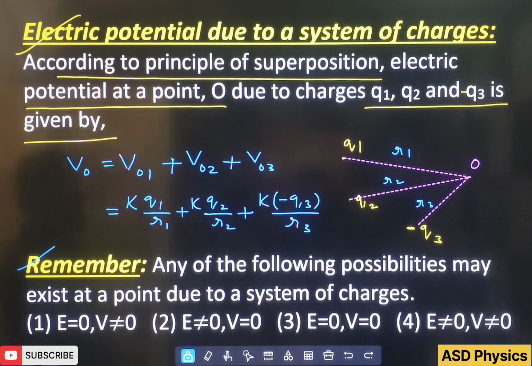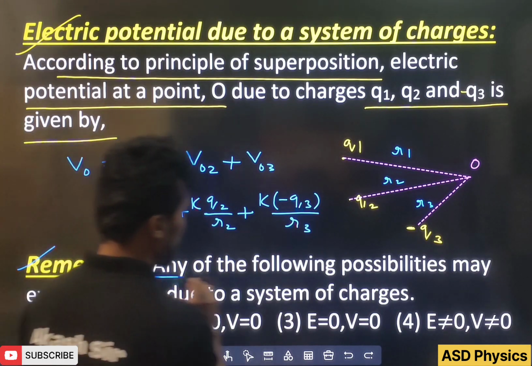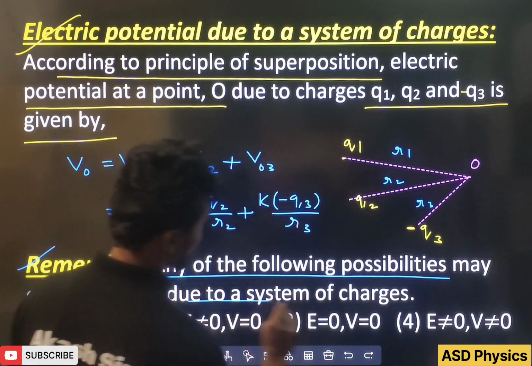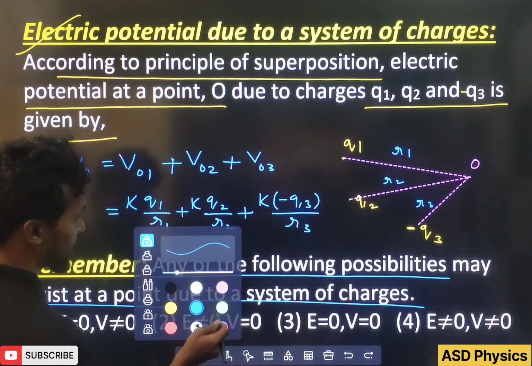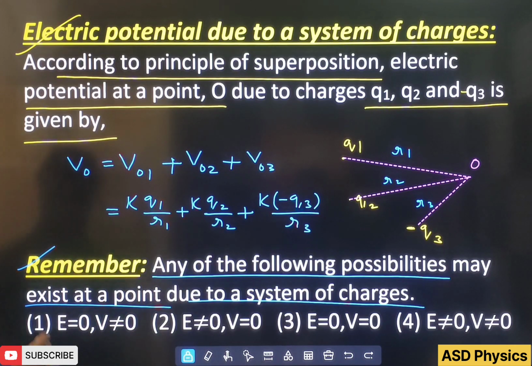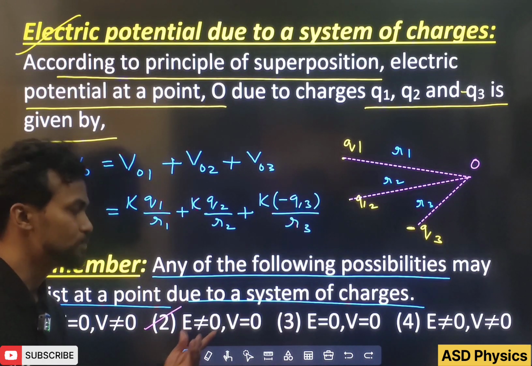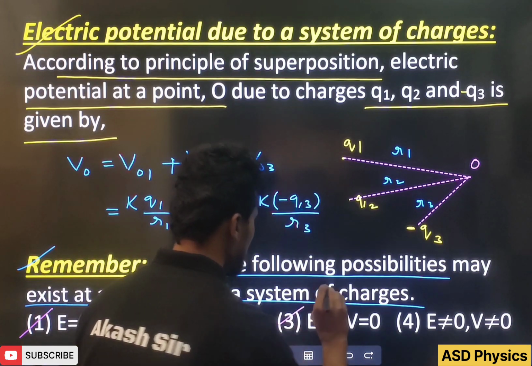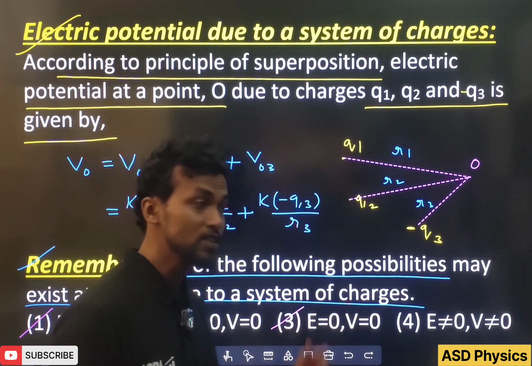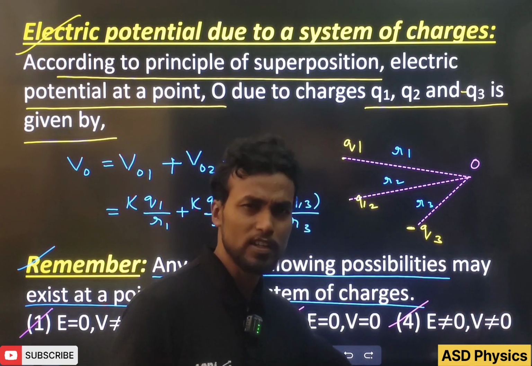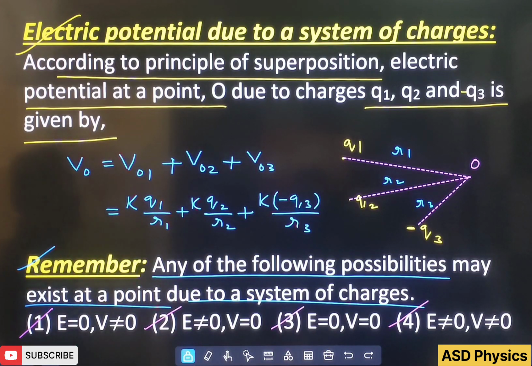What are the possibilities to remember? Kindly see please. Any of the following possibilities may exist at a point due to a system of charges. First possibility, when at any point E equals 0, then V may not be 0. Similarly, if E is not 0, then V may be 0. Similarly, when E is 0, V may also be 0. And when E is not equal to 0, then V is also not equal to 0. Okay, so any of the 4 possibilities may exist.